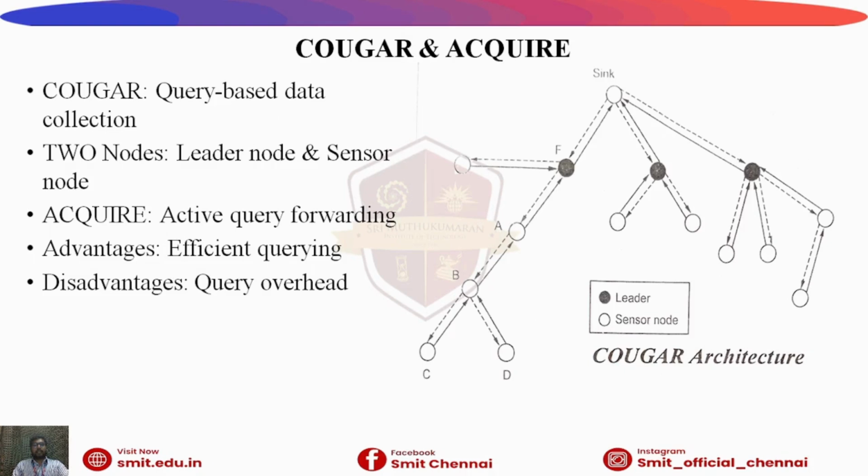Cougar and ACQUIRE. Cougar treats the network as a distributed database and uses query-based data collection. The leader node processes queries, whereas in ACQUIRE it forwards queries actively through the network. Advantages are efficient querying, and the disadvantage is query overload.